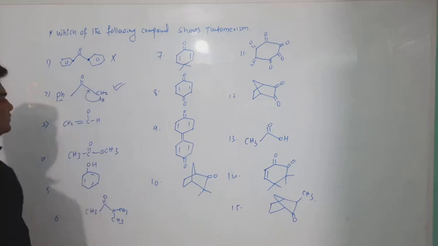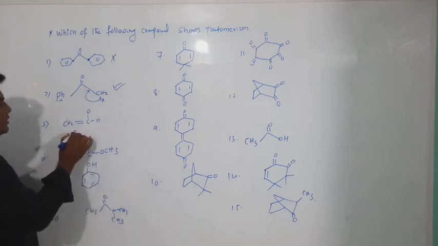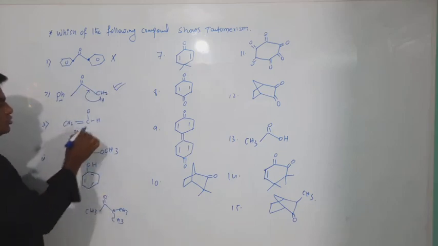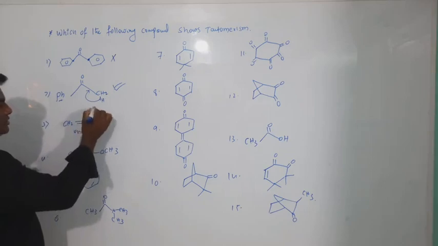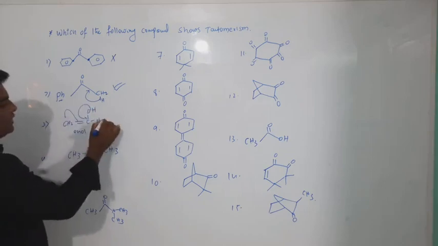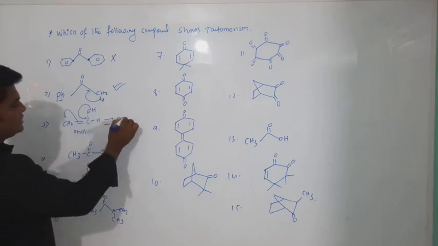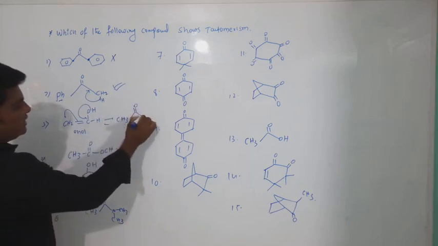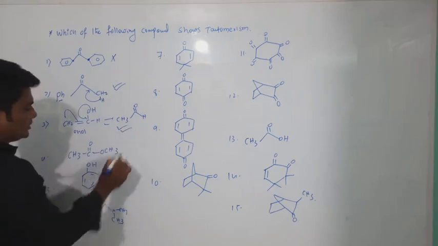Now see, actually this is an enol form. So see here, actually here H is there, enol form. Now it undergoes the change, then you will get the keto form. See here, now you will get CH3. Now this is what? Aldehyde. It means it will show tautomerism.